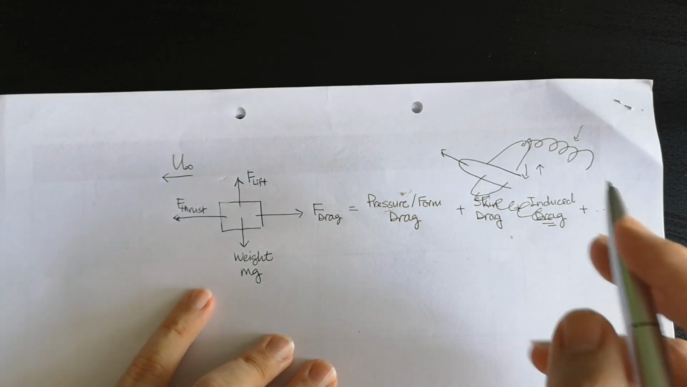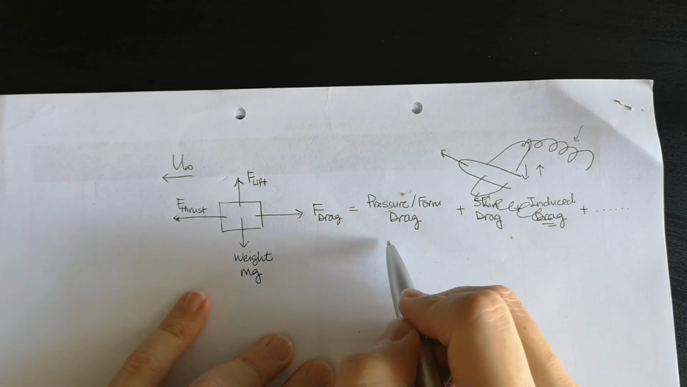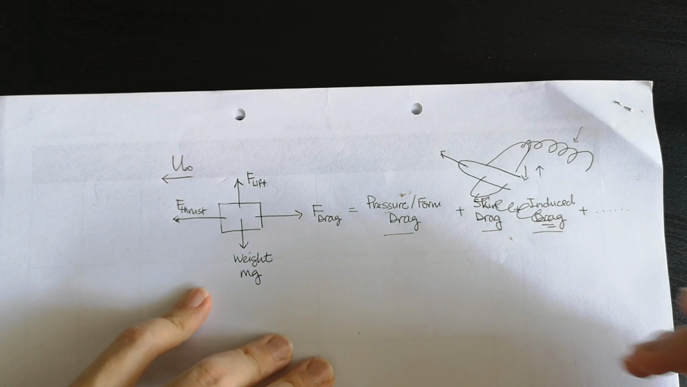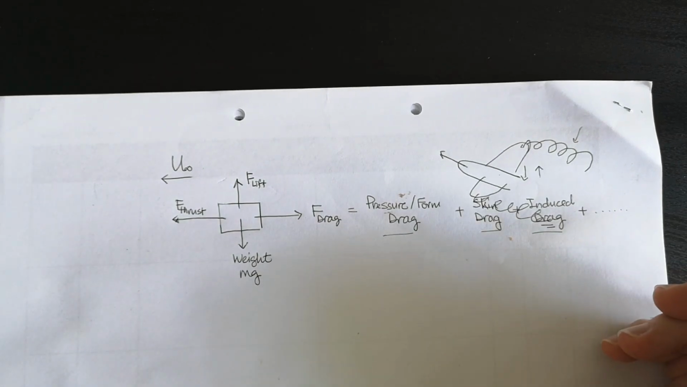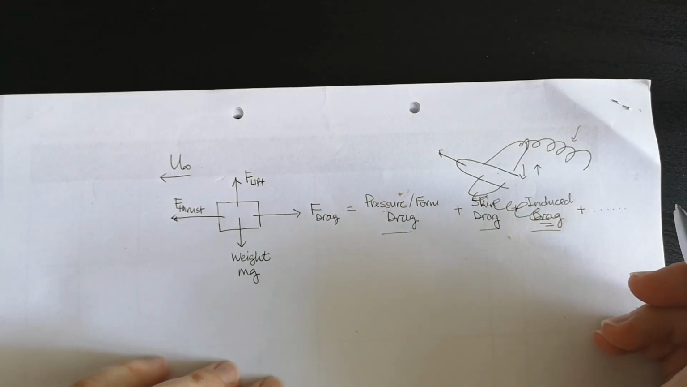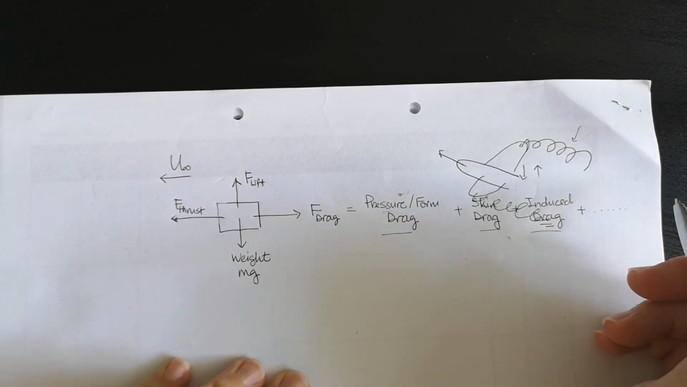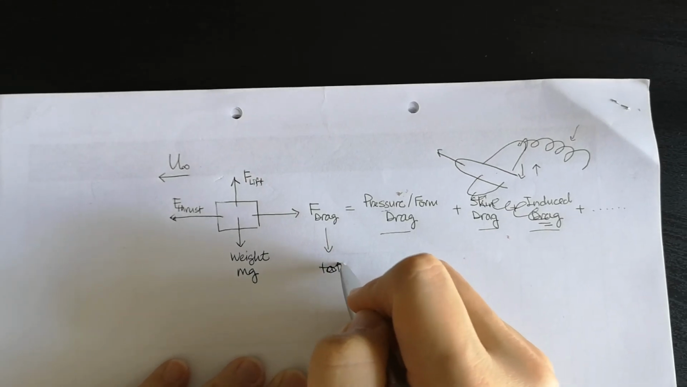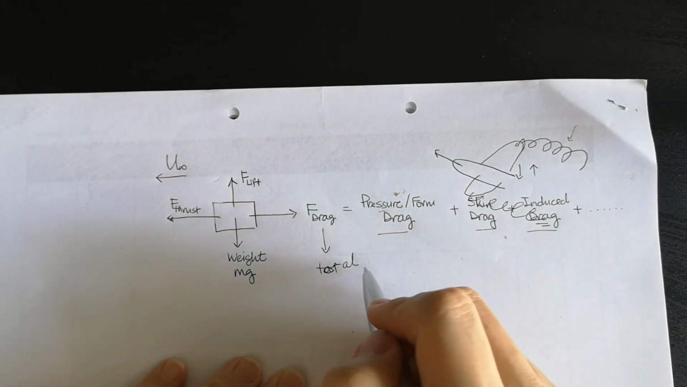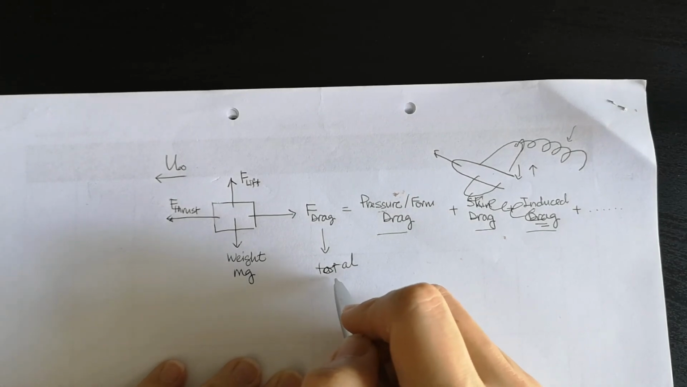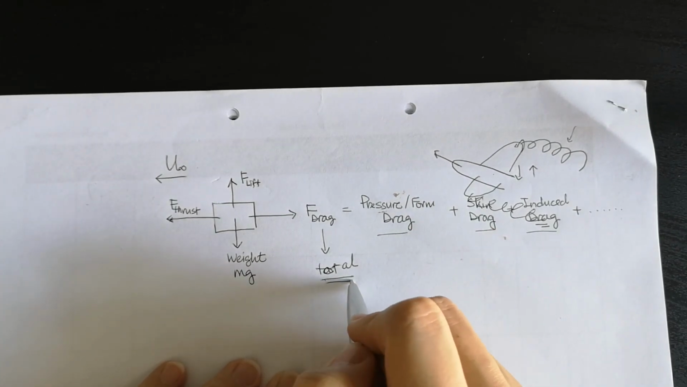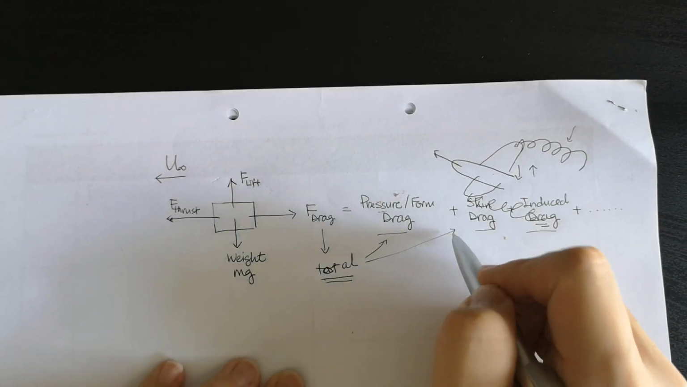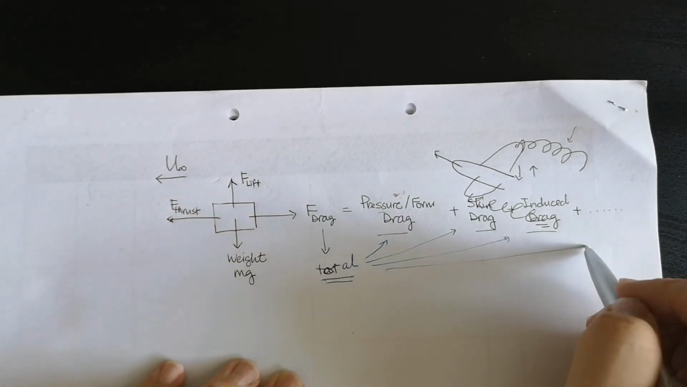Okay. So in this experiment, we are not going to measure every single individual drag, because it is quite impossible for us to determine them one by one. Whatever value you obtain in your experiment will be the total drag, and this total drag basically covers pressure drag, skin drag, induced drag, and many others.